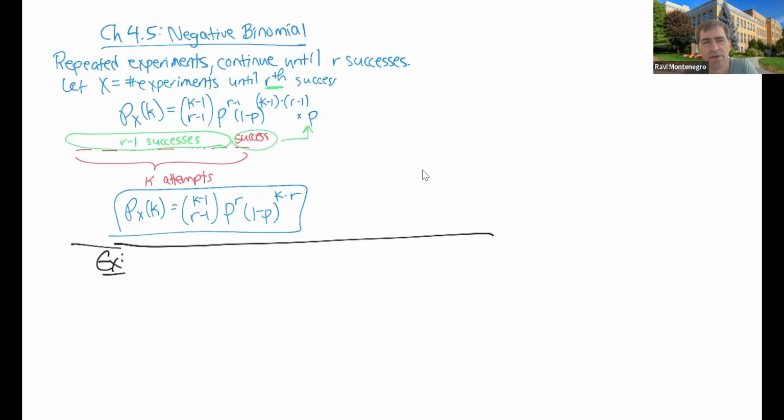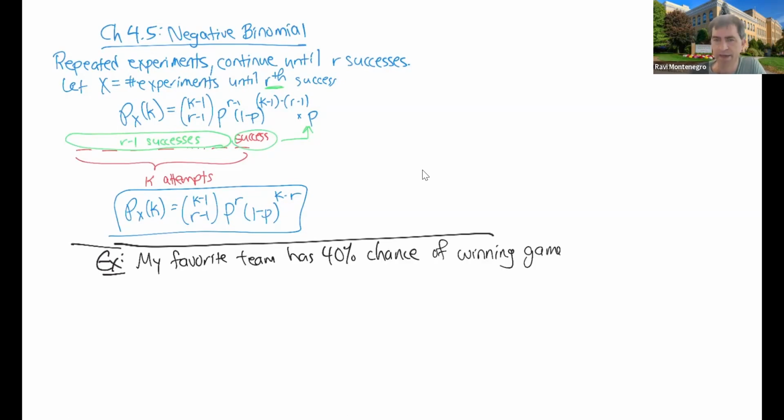So in the question we looked at before, my favorite team has a 40% chance of winning a game. And I talked about them having a series. Well, usually a series has a fixed number of games, like 3, 5 games, 7 games, whatever. So let's do a 5-game series. And I'm going to ask 3 different questions here. First, what is the chance my favorite team wins the series in 3 games?